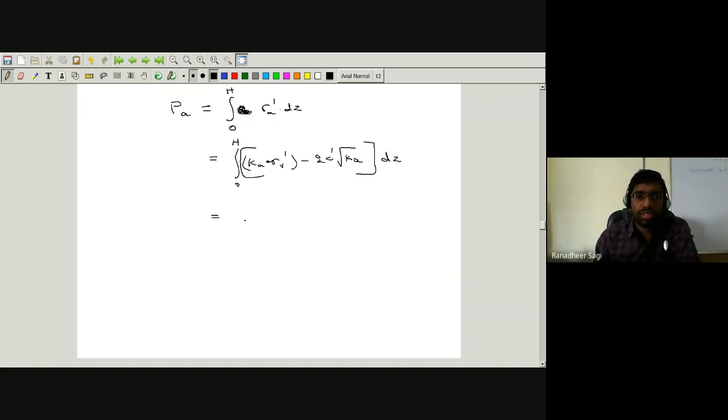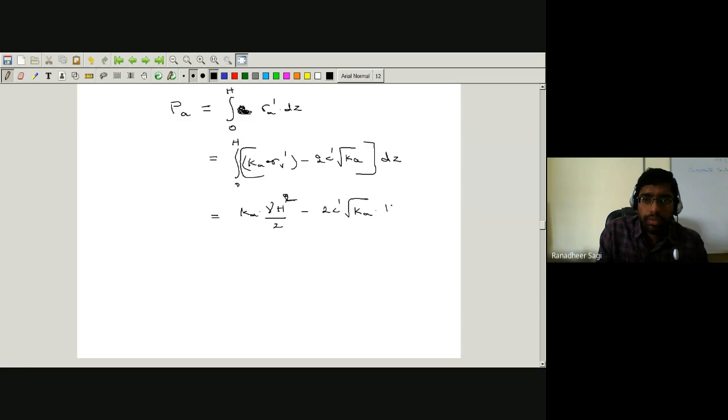So I can go on to substitute sigma v dash as gamma into z, and upon integration of this particular expression, what I'll be getting ultimately is what I'm just directly writing here. I'll be getting the expression as Ka into gamma into h square by 2 minus 2c dash into under root Ka into h. Okay, this is the expression we are going to be getting upon integration.